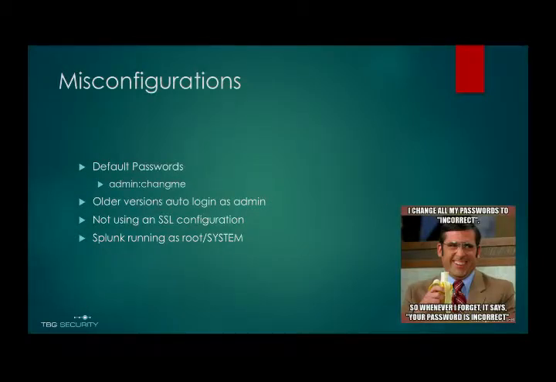So the misconfigurations, the default password. Splunk has changed this in the recent 6.5 release, but anything prior to this, when you installed it, the default password was change me. It now does force a password reset upon installation. The older versions, like I talked about a minute ago, did automatically log you in. That was back probably version 4.4.5. So a lot of that's been changed as well. If you're not using SSL, you can do man-in-the-middle attacks. And then obviously, we see this all the time, especially with the universal forwarders. They're running as root level access or system level access on the Windows box.